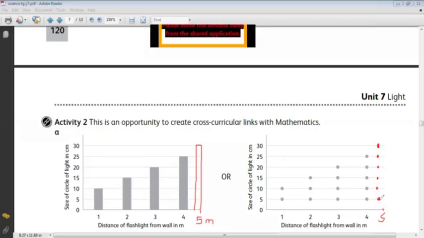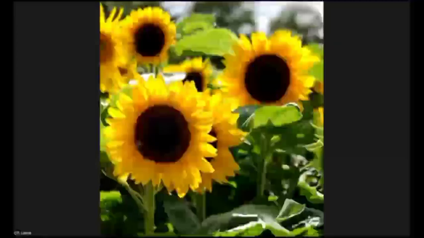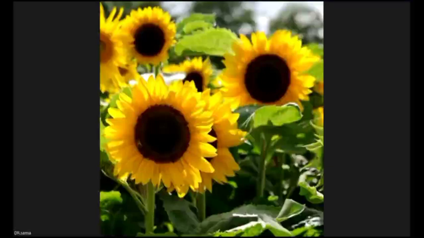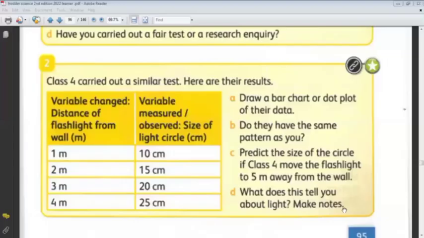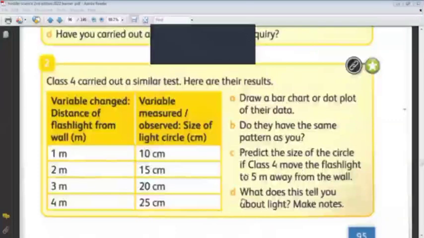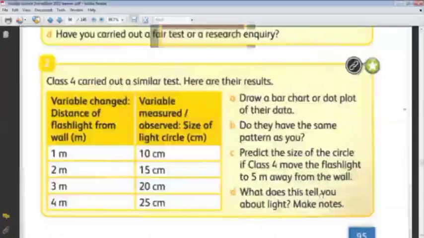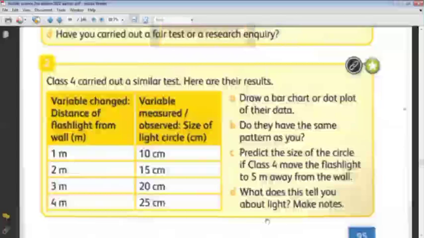Okay, Sawa? Do you understand the two charts, the dot plot and the bar chart? Okay, so we answered C, predict the size. Now D: what does this tell you about light?